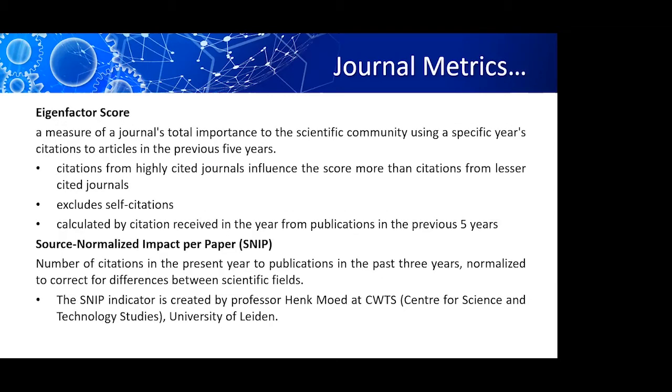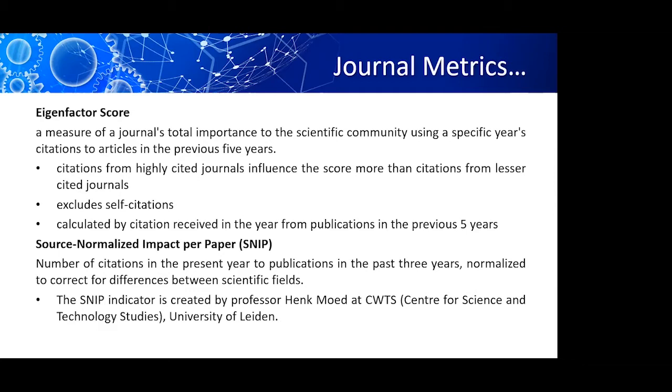And I'm moving to the next metric, that is the Eigenfactor score, that you can find in Web of Science JCR. Here, the Eigenfactor score calculates the journal's total importance to the scientific community using the specific year citations to the articles in the previous 5 years. This considers the previous 5-year citations for the articles, and this excludes the self citations. That is an important part here, that it excludes the self citations to maintain the quality.